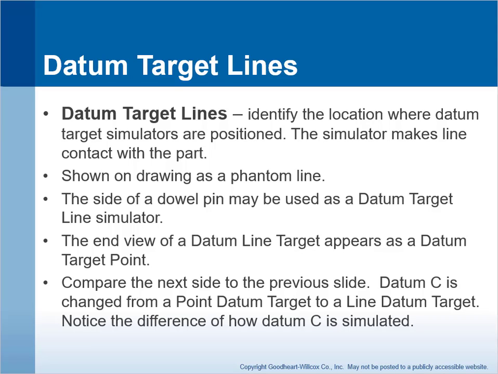If we were a tool designer, let's say that again, the side of a dowel pin may be used as a datum target line simulator. So if the edge of a dowel pin contacts the part, you would have essentially a line contact between the part and the dowel pin. And then the end view of the datum target line appears as a datum target point. Now compare the next slide to the previous slide. Datum C is changed from a point.